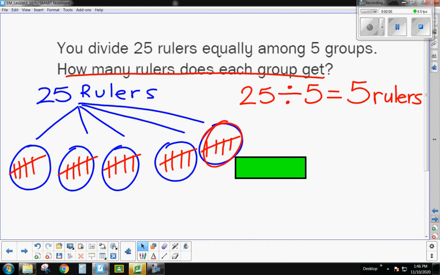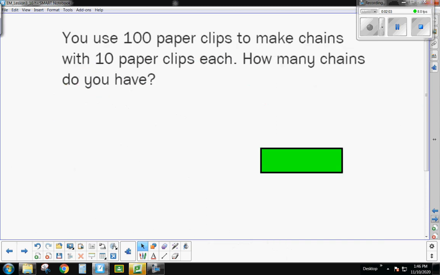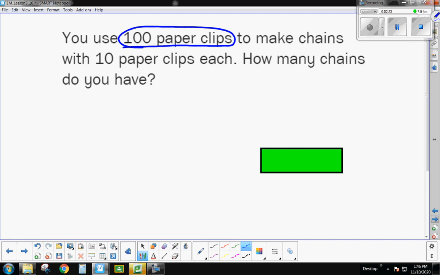All right, let's look at another problem. This problem says you use 100 paper clips to make chains with 10 paper clips each. So how many chains do you have? Let me think about this problem for a second. I have 100 paper clips, and I'm making chains. The chains have 10 paper clips each on them. I want to know how many chains I make if I have 100 paper clips.